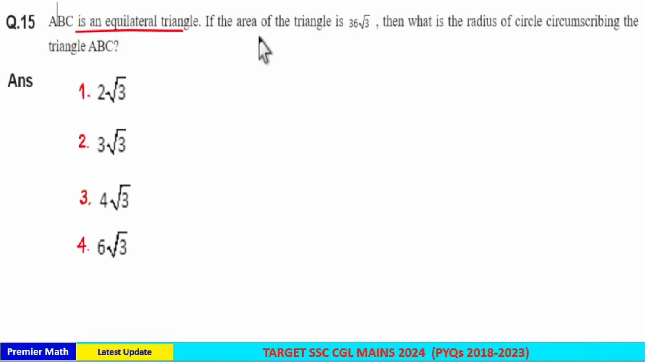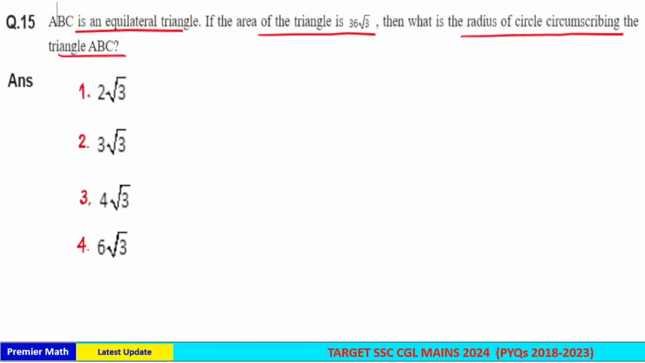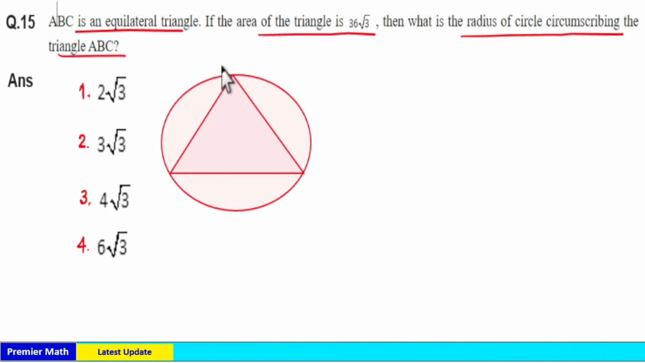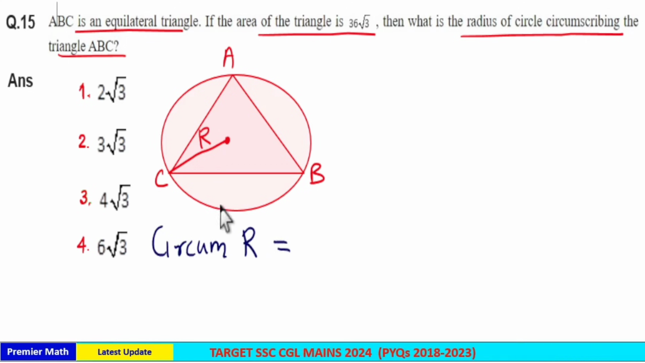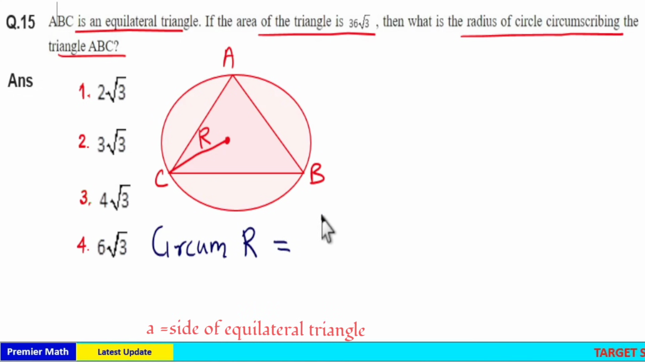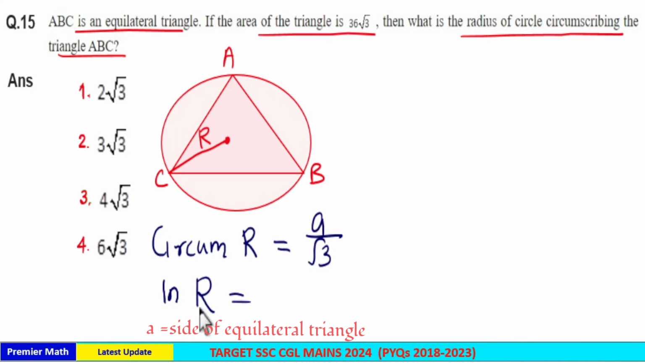ABC is an equilateral triangle. If the area of triangle is 36√3, then what is the radius of circle circumscribing the triangle ABC? Here this is the circle circumscribing the equilateral triangle ABC, and R is the radius of the circle. That is, circumradius is equal to R. Now circumradius formula: radius of the circumcircle is equal to a by √3 for an equilateral triangle. Then inradius, that is, the radius of the circle inside this equilateral triangle, is equal to a by 2√3. So remember this formula.